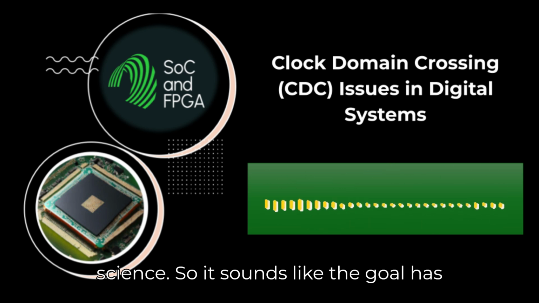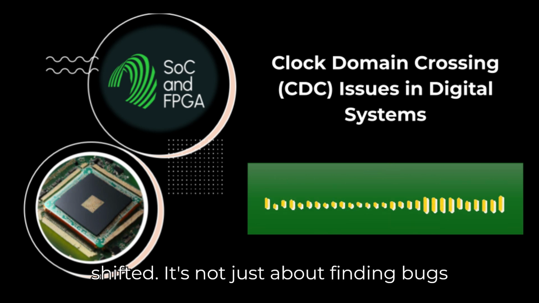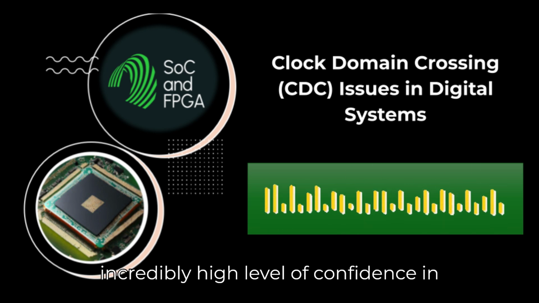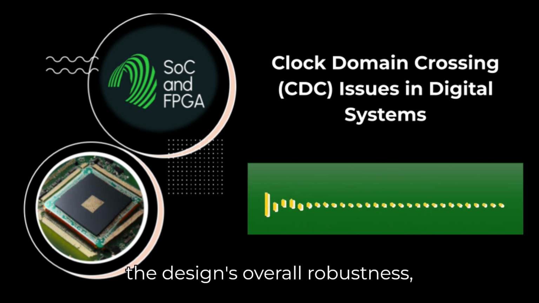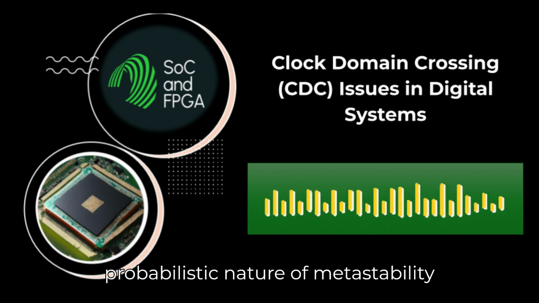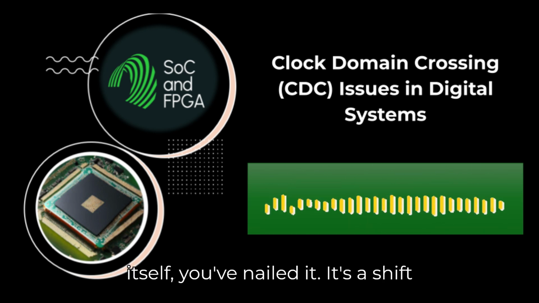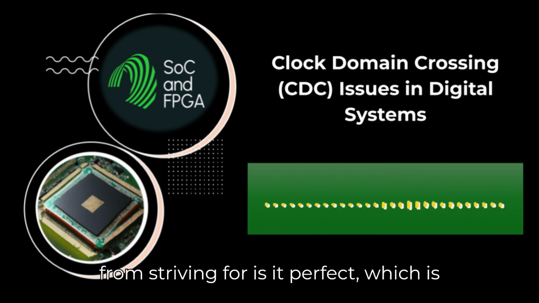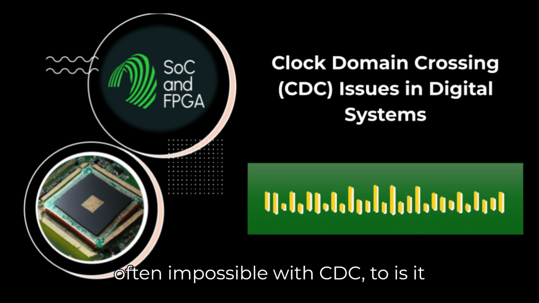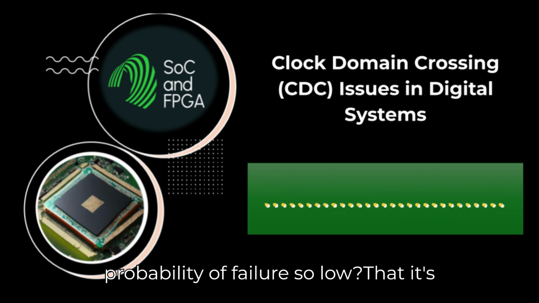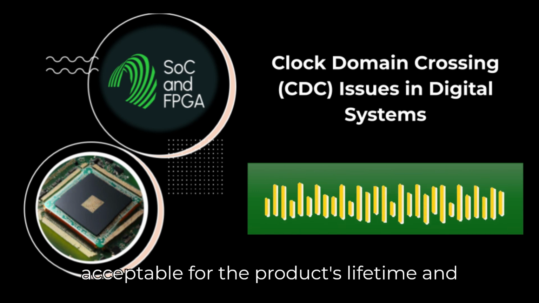So it sounds like the goal has shifted. It's not just about finding bugs anymore. It's more about building this incredibly high level of confidence in the design's overall robustness, specifically by managing that inherent probabilistic nature of metastability itself. You've nailed it. It's a shift from striving for, is it perfect, which is often impossible with CDC, to, is it practically perfect? Is the probability of failure so low that it's acceptable for the product's lifetime and requirements?